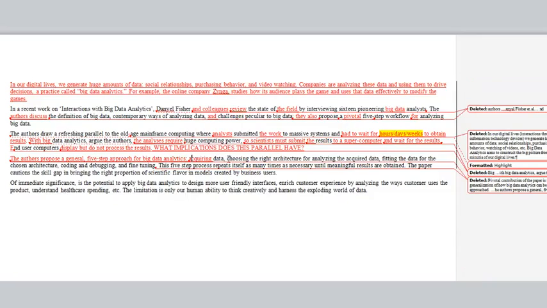Acquiring data, choosing the right architecture for analyzing the acquired data, fitting the data for the chosen architecture, coding and debugging, and fine-tuning. There's the 5 steps. So notice how we've just streamlined this paragraph a little bit. This 5-step process repeats itself as many times as necessary until meaningful results are obtained.